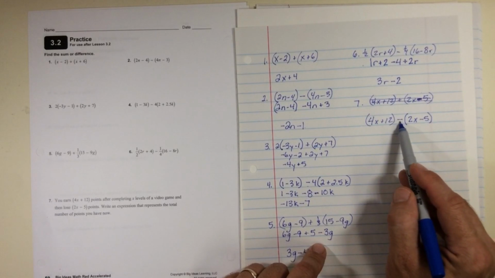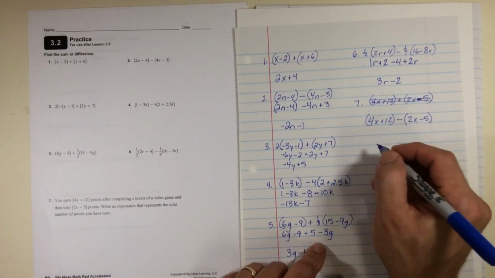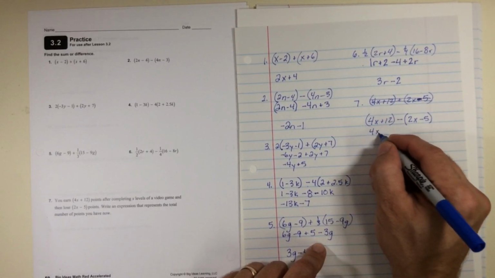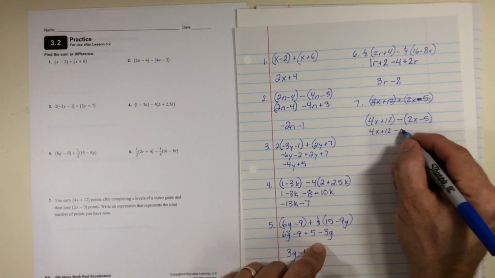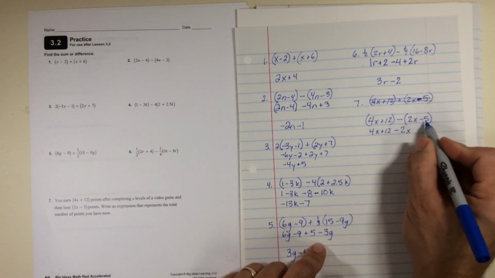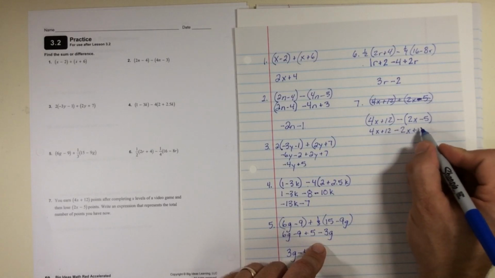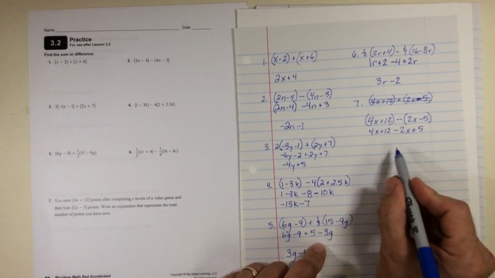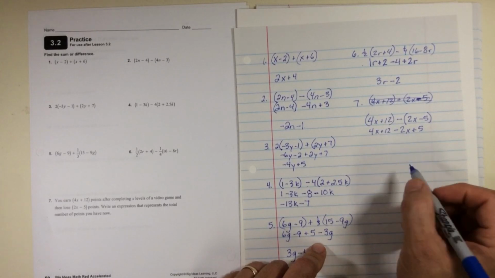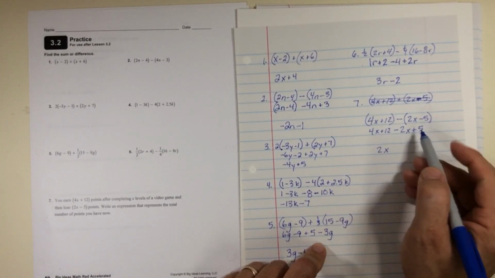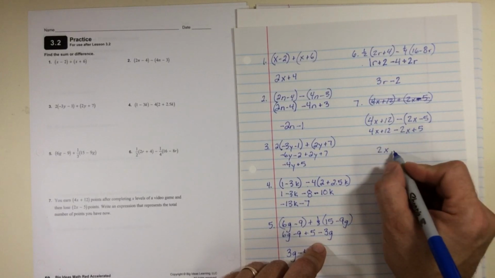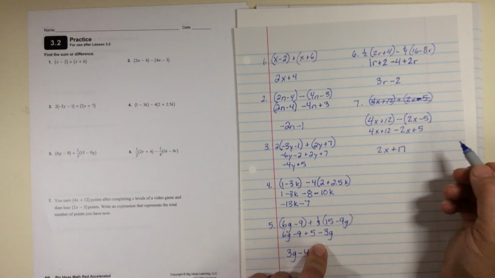Nothing to distribute here. We do have to distribute this negative, remember. So this stays the same. 4x plus 12. Negative 1 times 2x is negative 2x. Negative 1 times minus 5 is positive 5. Now we combine these terms. 4x minus 2x is 2x. Positive 12 and positive 5 is positive 17. That's better.